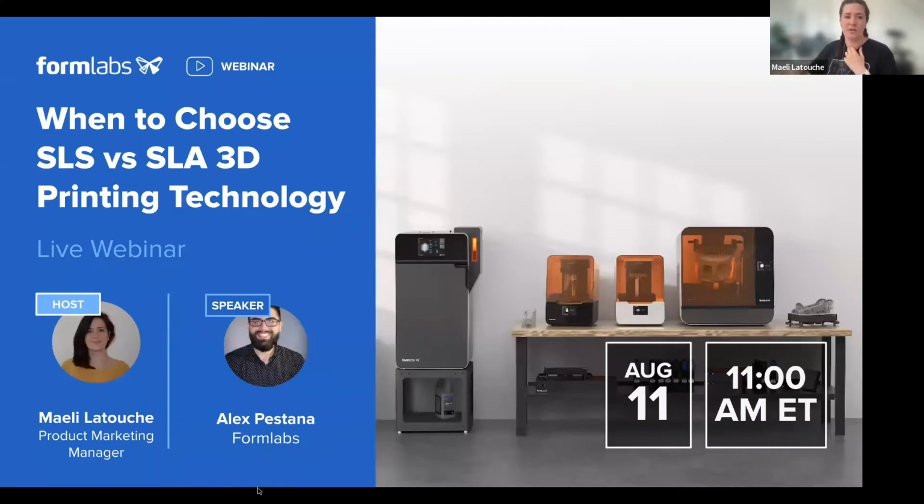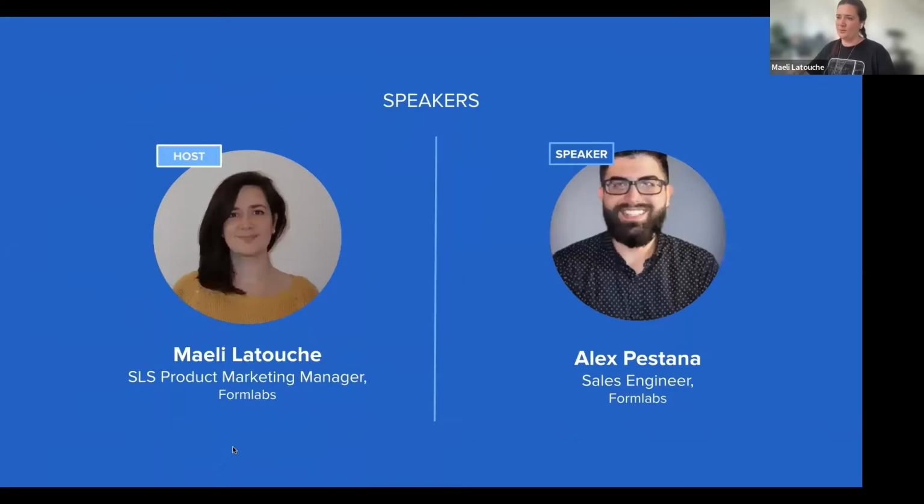Today we're going to be talking about two different 3D printing technologies, selective laser sintering and stereolithography, and we'll be covering some of the basics on what they are, what they do, and what to use them for. And we're going to help you also decide what is the best technology for your special use case. If you want to go to the next slide, I will introduce the speakers.